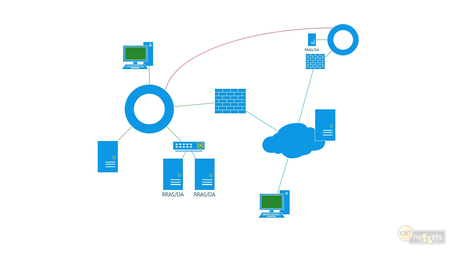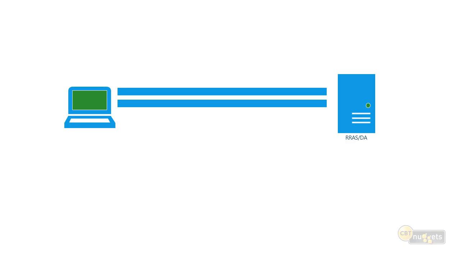Now let's talk a little bit about this actual connection that DirectAccess makes. When it connects from your client to your DirectAccess server, as I'm showing here, it actually creates two separate tunnels. The first is referred to as the infrastructure tunnel. And this one is designed primarily to authenticate the computer.